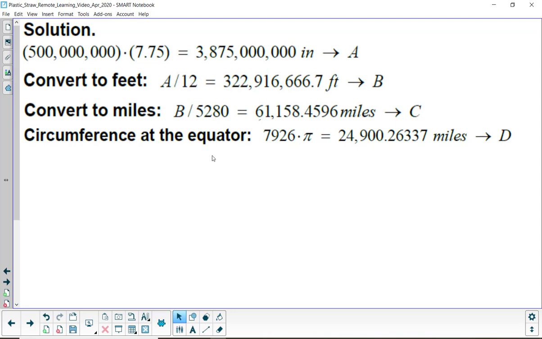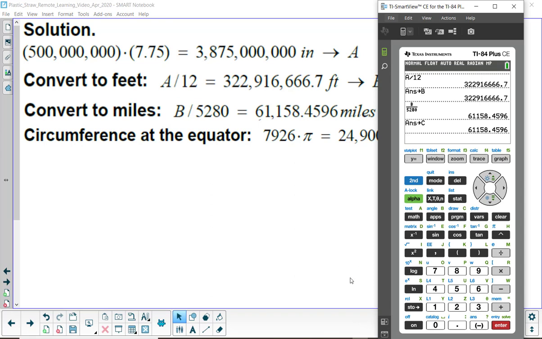The circumference at the equator: this is the diameter, so diameter times pi is the circumference. So I need to multiply that diameter times pi, and I don't want to use 3.14, I want to use the actual pi, which will give as many significant digits as I can get. So let me type in 7926 times, and then second caret gets me the pi.